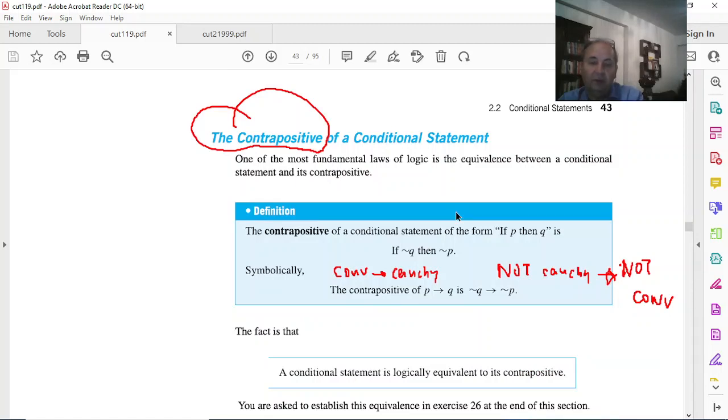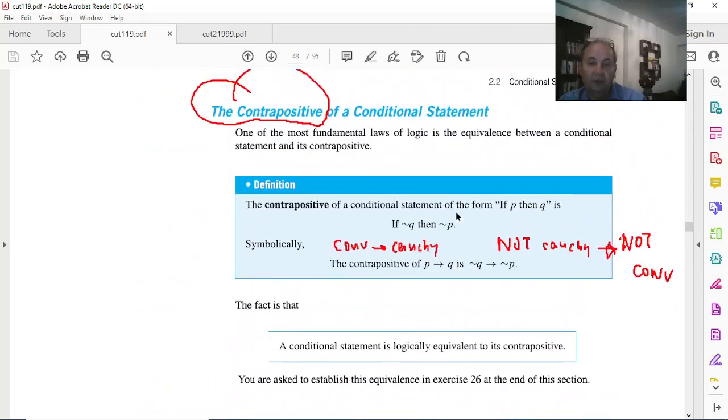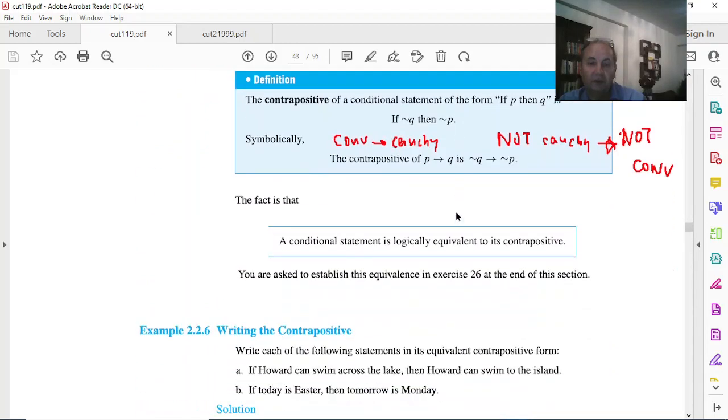Contrapositive, we will talk about a little bit in the class. This you can work it out. It's a very important topic in mathematical proof. Please work on it, okay? Very, very important one.